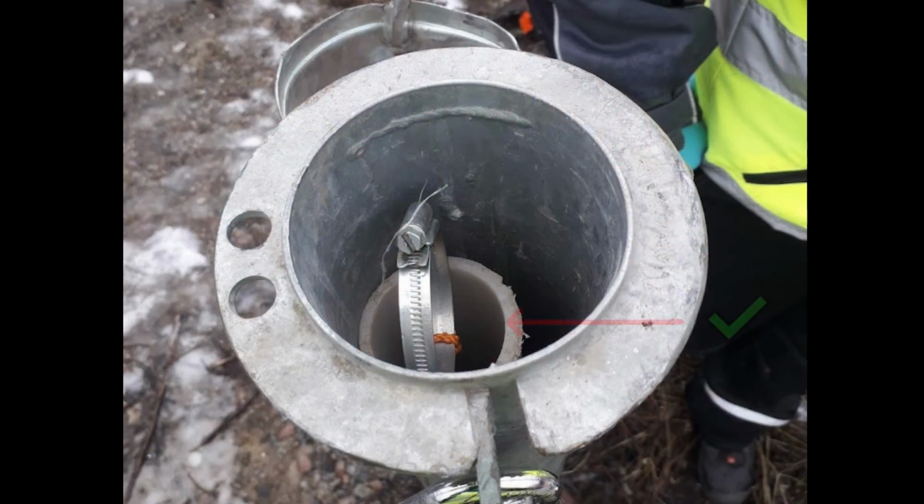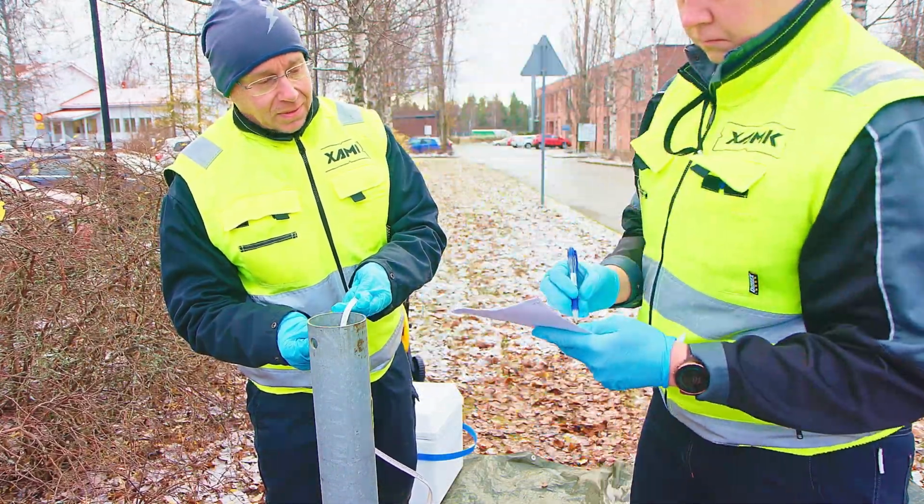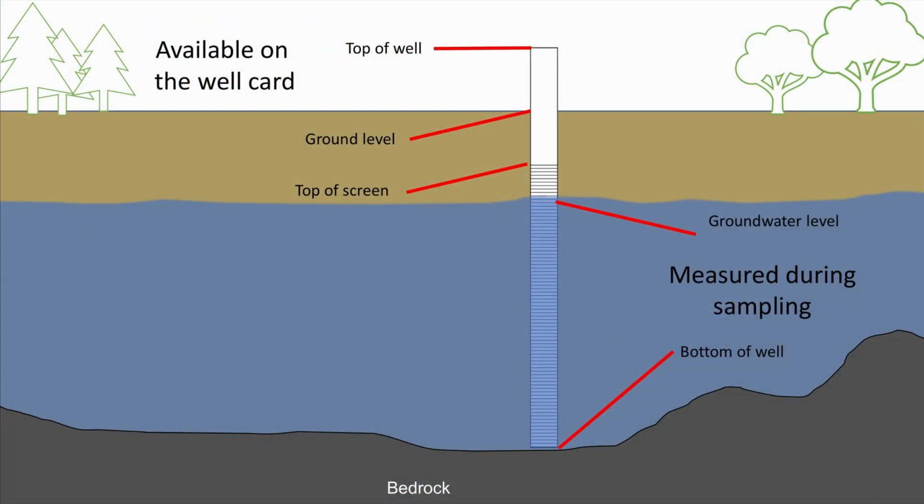Work at a groundwater well always begins by measuring the groundwater level and the depth of the well. The measurements should be taken from the top of the plastic monitoring well, not the top of the steel casing. The measurements are marked in the sampling record. Other information about the well, such as the elevation of the top of the well and the ground level, can be found on the well card.